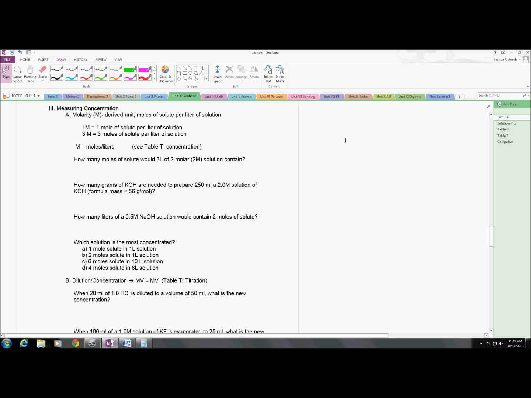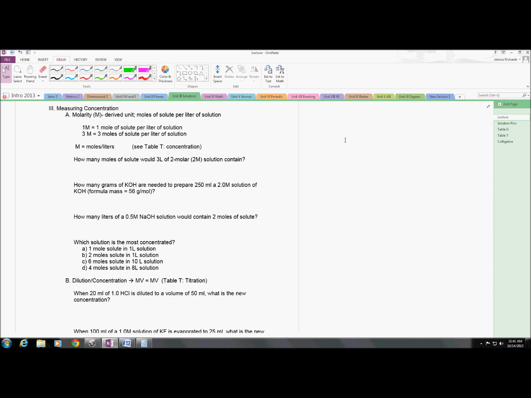Alright, I told you we were going to measure concentration quantitatively. It's chemistry. We like to know how much. We like to be able to give instructions to other people so they can repeat our data, our lab work, using the same concentration solutions that we did. So we have to have ways of measuring that. The most popular way is going to be something called molarity.